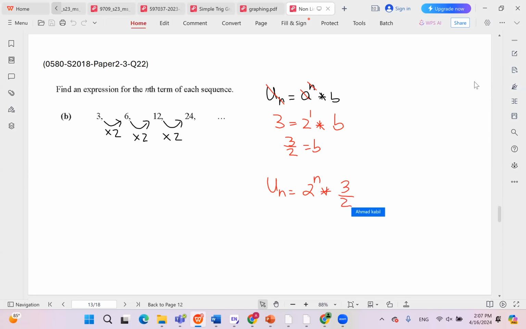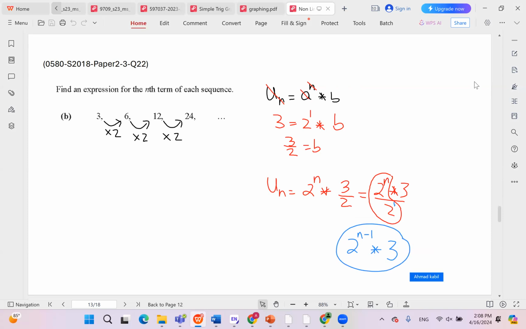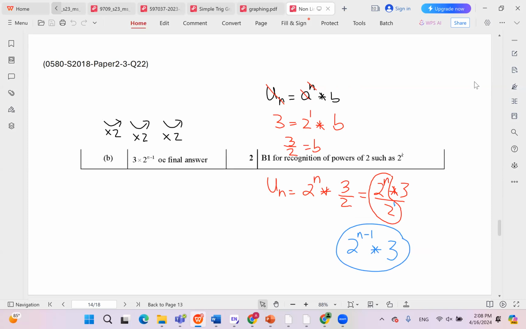I can simplify this by understanding that since these are multiplied, they can be written as a single fraction like this. And these can be simplified, of course, together. So 2 power n divided by 2 power 1 would be 2 power n minus 1. So we have 2 power n minus 1 times 3 as a final answer. And this is the correct final answer as well.